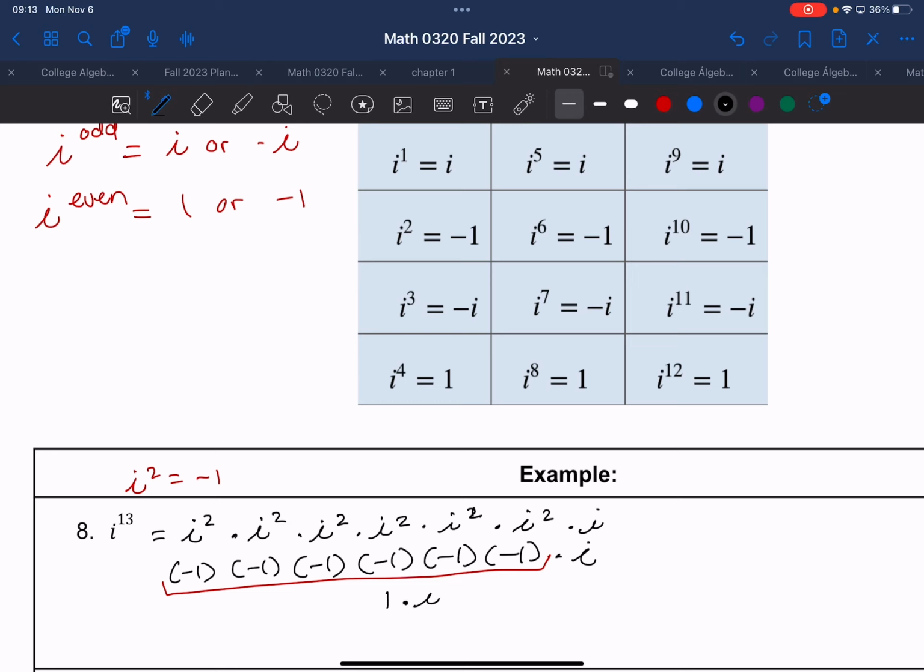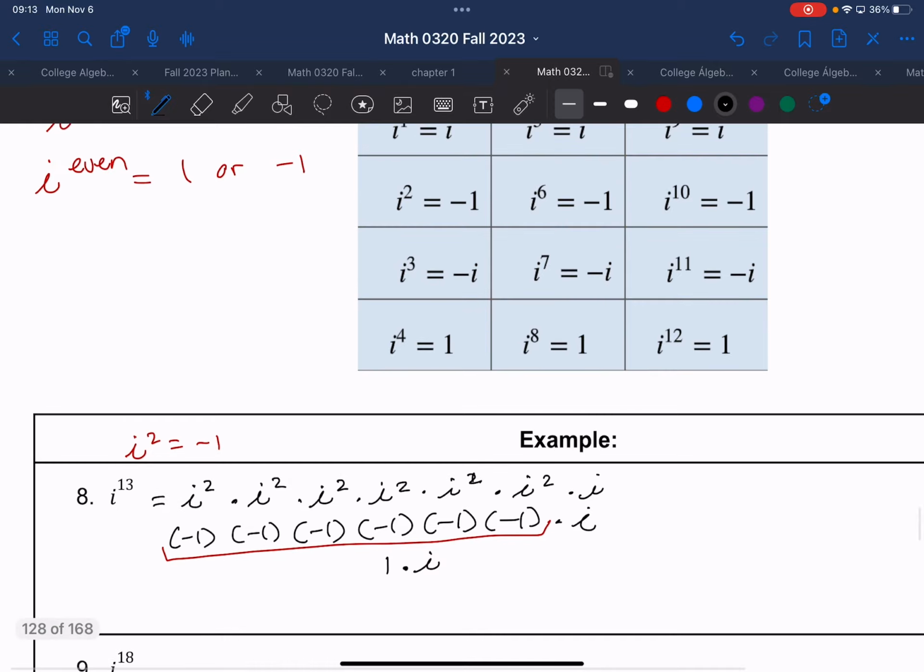times i. 1 times i is what? Just i. Remember, i squared is negative 1. So that tells us that i to the 13th is the same as just i.